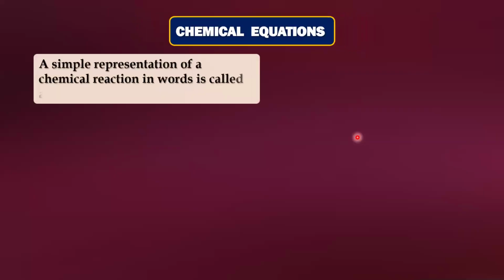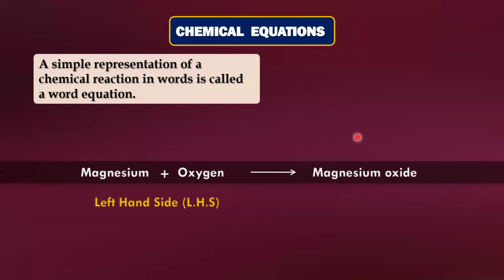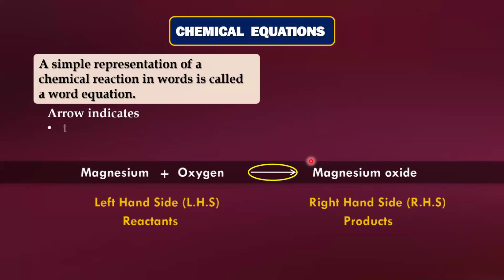Now we'll see what chemical equations are. First of all, we'll see what a word equation is. We simply write the equation in the form of words. For example, magnesium will react with oxygen to give magnesium oxide. On the left hand side, we are writing reactants. On the right hand side, we are writing products. And this arrow indicates in which direction the reaction is moving and what is formed as the product. What is the yield in the reaction? So this arrow indicates that. So this is an example of a word equation.